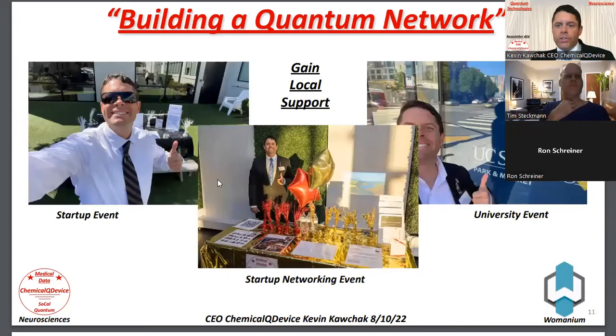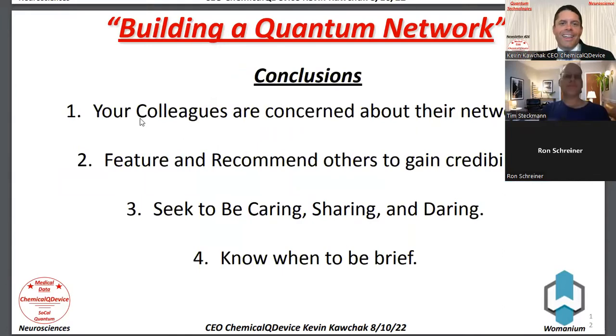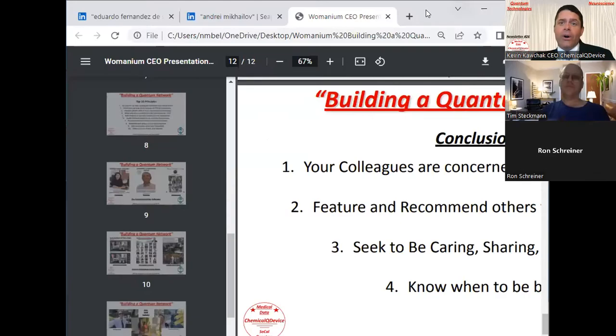And this just further explains what I've been through. But the conclusions are the same as the ones in the beginning. Your colleagues are concerned about their networks, so feature and recommend others to gain credibility. Be caring, sharing, and daring. It's a combination. Know when to be brief. People won't read it if it's too long. Sometimes you do have to get things out.